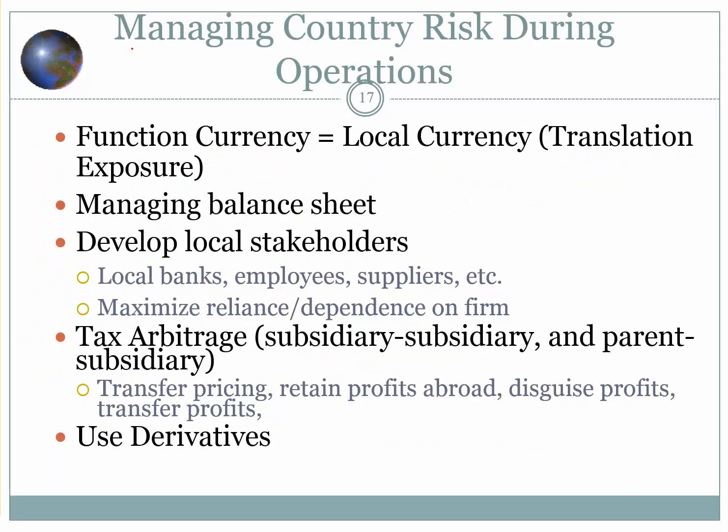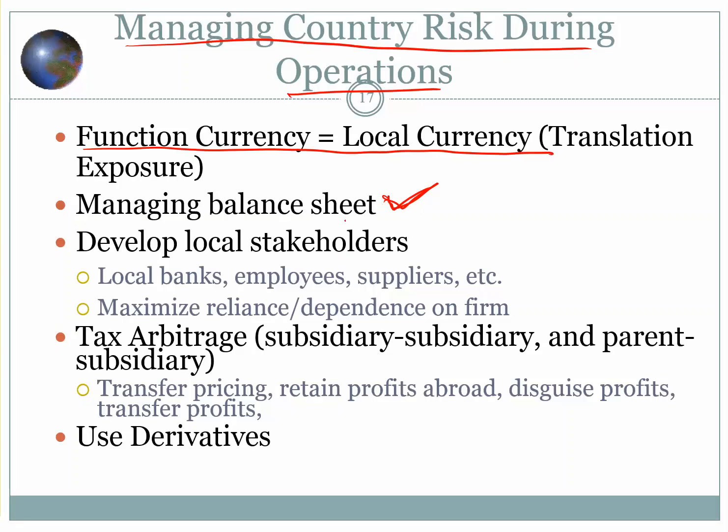Once you've decided on the project and you've financed it, you can also manage the risk. What you can do is set your functional currency equal to the local country currency, reducing your translation exposure. You could manage your balance sheet, in other words, try to get your assets and liabilities in similar currencies. Develop local stakeholders. So one other advantage of getting a local bank to lend you money for a project, say in Brazil, is that local bank is now on your team, and they're going to be lobbying for you to succeed.